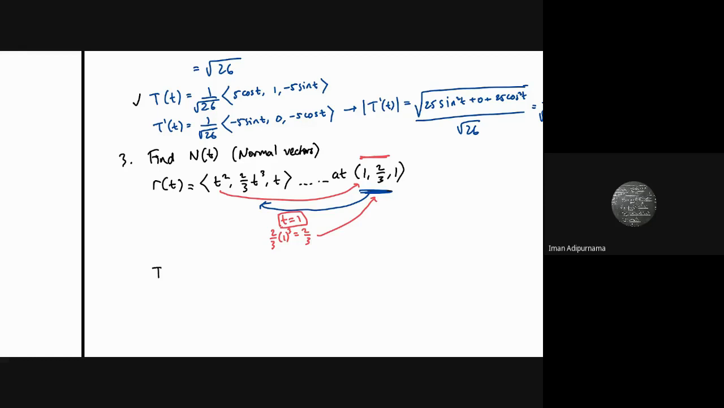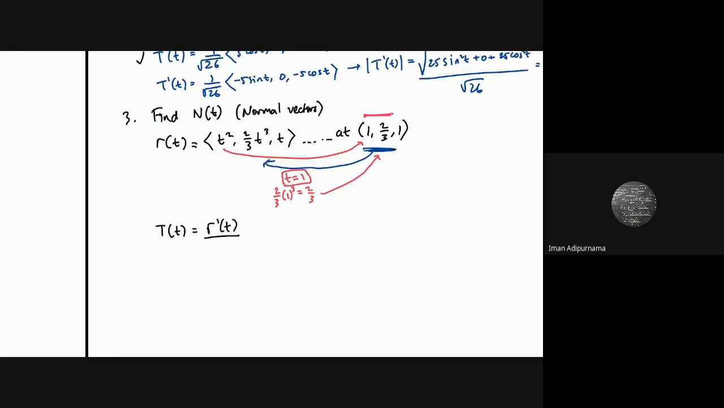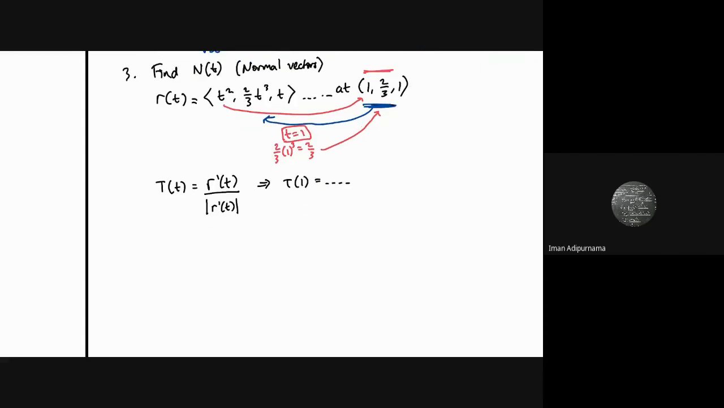So first, the unit tangent vector. Let me just write all the necessary formulas for you. So we need to put in and look for the unit tangent vector at t equals 1. And the normal is, okay. And by doing so, we are calculating at t equals 1.